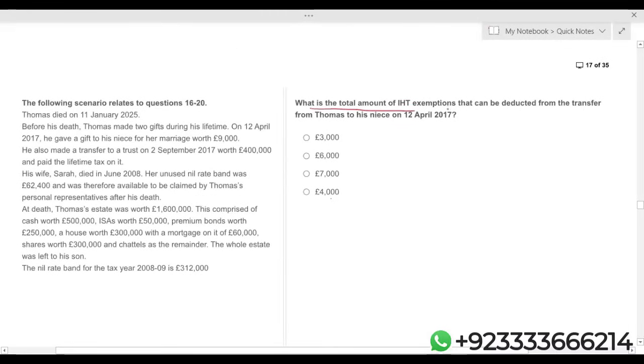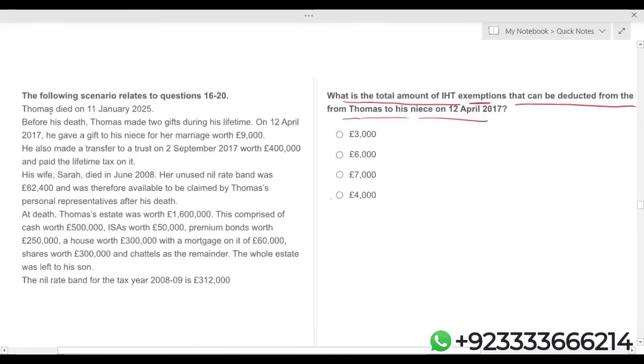What is the total amount of IHT exemptions that can be deducted from the transfer from Thomas to his niece on 12th April 17? Let's read. Thomas died on this date. Before his death, Thomas made 2 gifts during his life. On 12th April 17, he gave a gift to his niece for a marriage, 9,000. Then the second gift was on 2nd September 17.